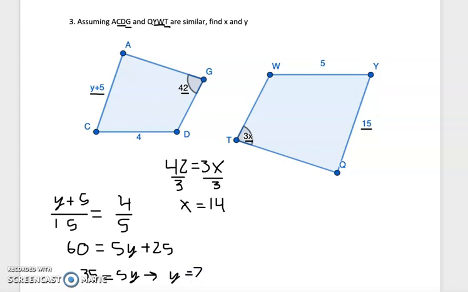Setting up the proportions can be a little difficult sometimes, but always go back to the order of the letters that I give it to you in, and that'll help you know which sides are going to be proportional and corresponding, and which angles are going to be corresponding. So that's the general idea for this. You can go through these again, make sure that you have an understanding of why I did everything.